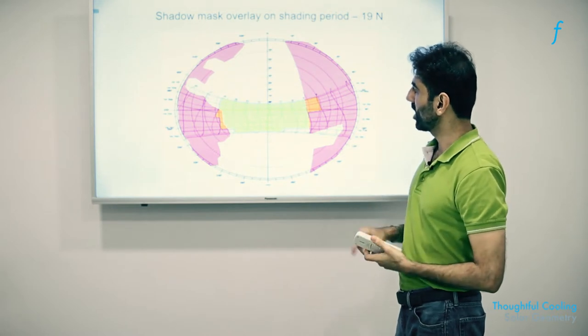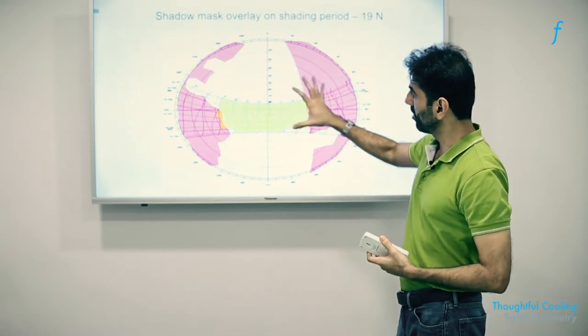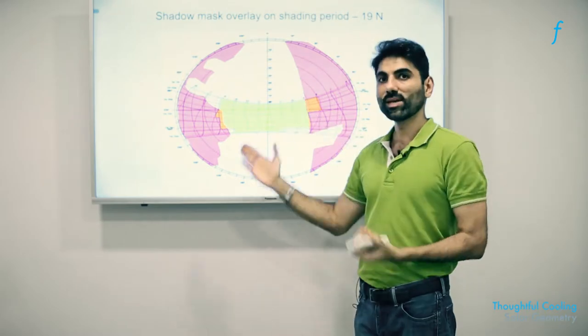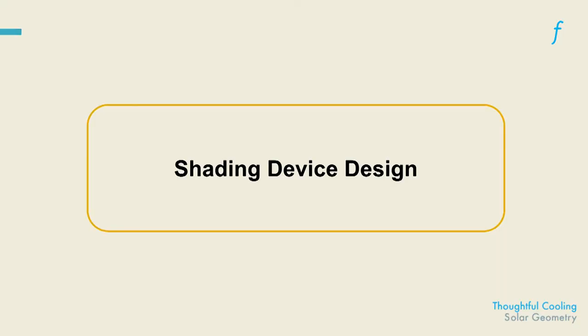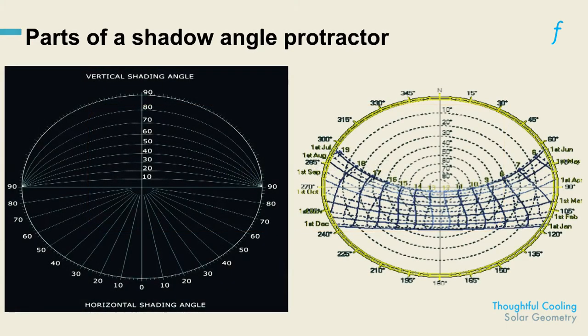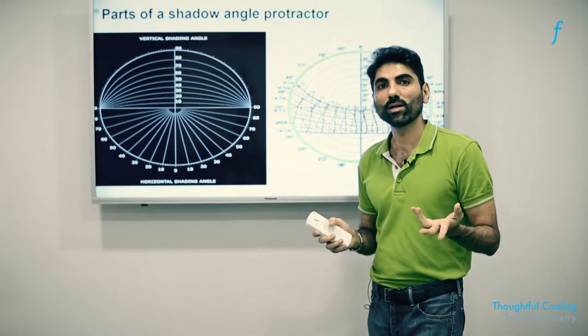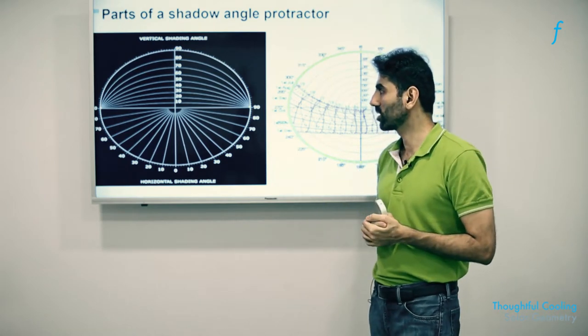And now we're going to look at other methods that build upon this to actually size the shading device. So what is that method? This is the next part of our training, sizing of shading devices, right? So before we do that, let's first see what kind of shading device types are available to most designers.